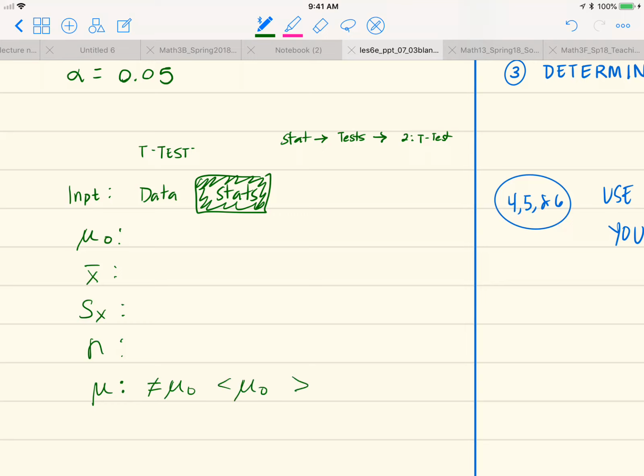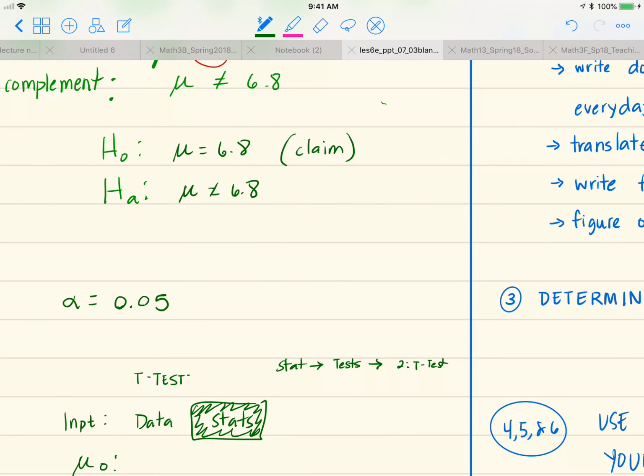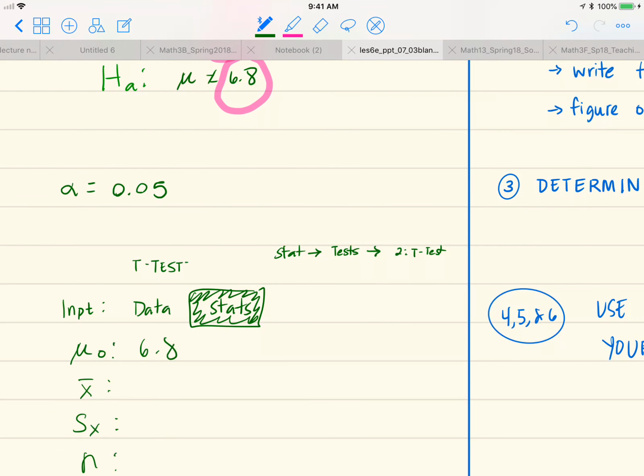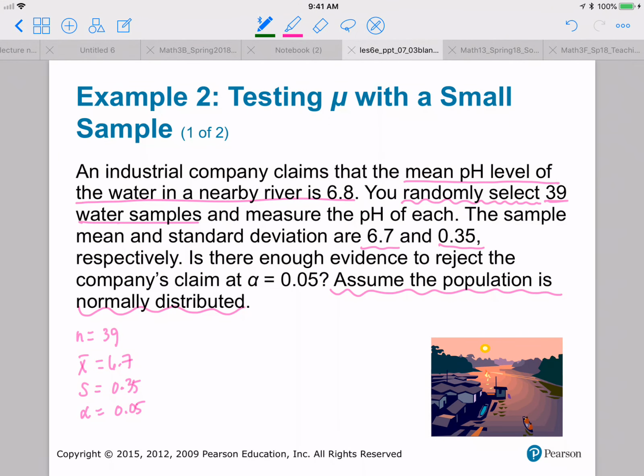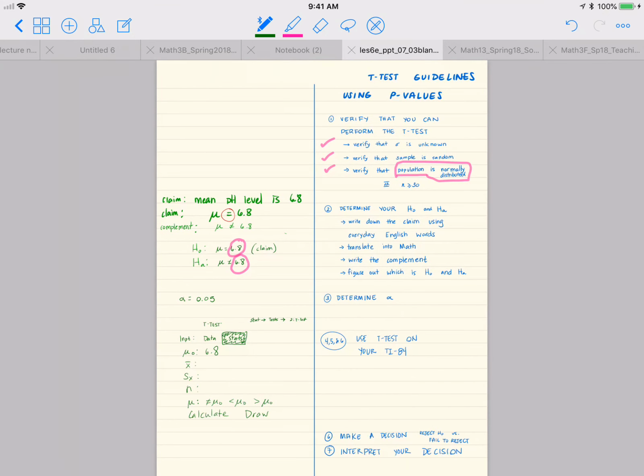Now, mu naught, x bar, sx. Let's see, I think we can make this big here. n. And then the next thing it wants to know is the alternative hypothesis: not equal to mu naught, less than mu naught, greater than mu naught. And then calculate, and then draw. Okay, so where do we get the mu naught from? We get it from this right here, so it'll be 6.8. So we enter that into the calculator, 6.8. My x bar, that is my sample mean, that's 6.7.